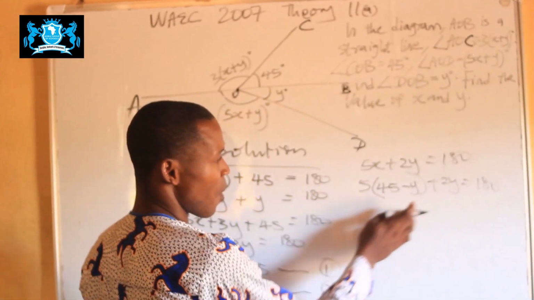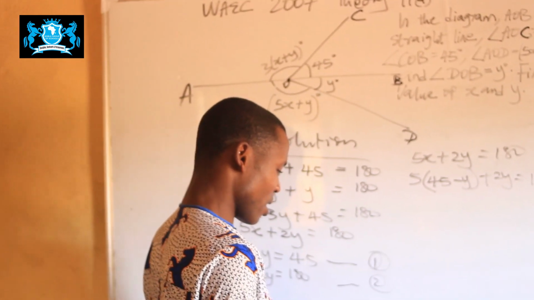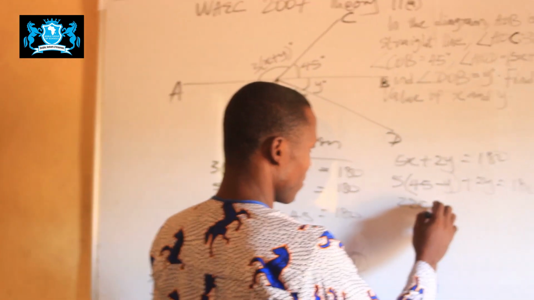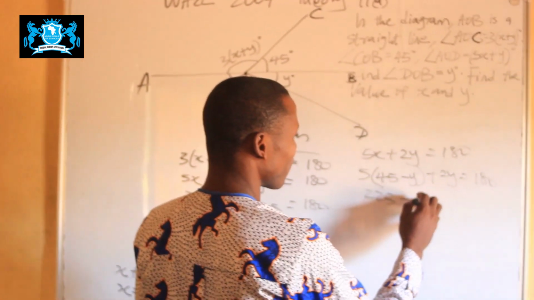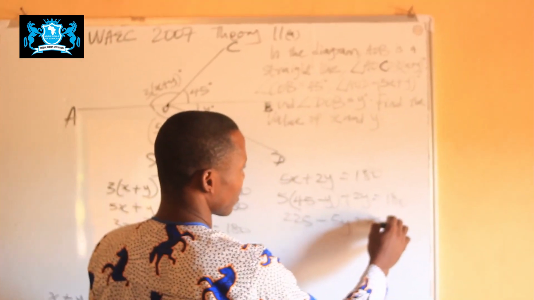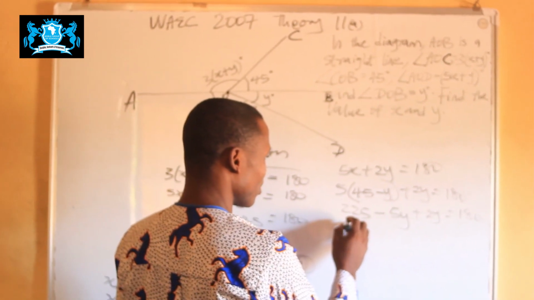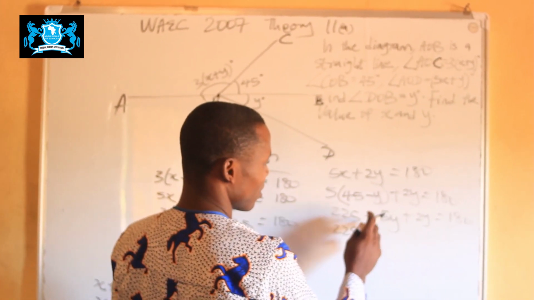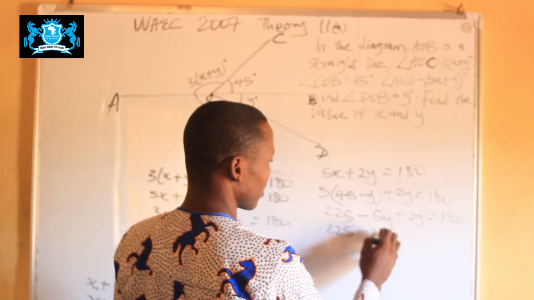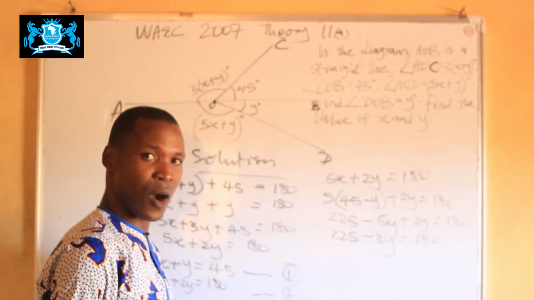So let us open this bracket. 5 times 45 will give you 225, minus 5 times y gives 5y, plus 2y equals to 180 degrees. What do we now have? 225 minus 5y plus 2y will leave us with minus 3y equals to 180 degrees. I hope you are following.